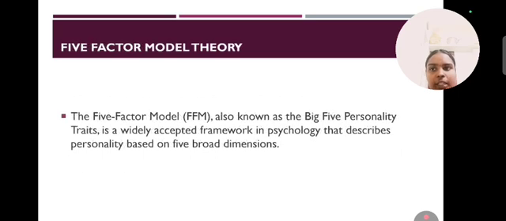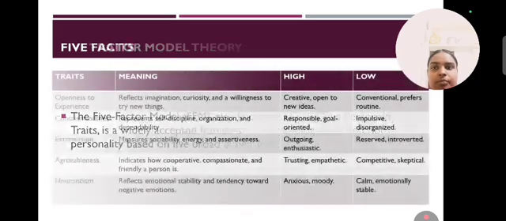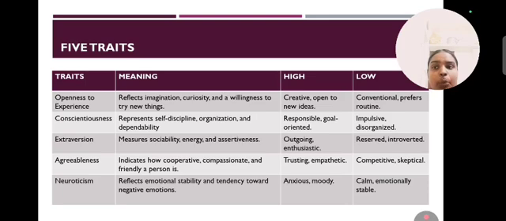Five-factor model theory. The five-factor model theory, also known as the Big Five personality traits, is a widely accepted framework in psychology that describes personality based on five broad dimensions. Five traits. Openness to experience reflects imagination, curiosity, and a willingness to try new things. Creative, open to new ideas, conventional, prefer routine.